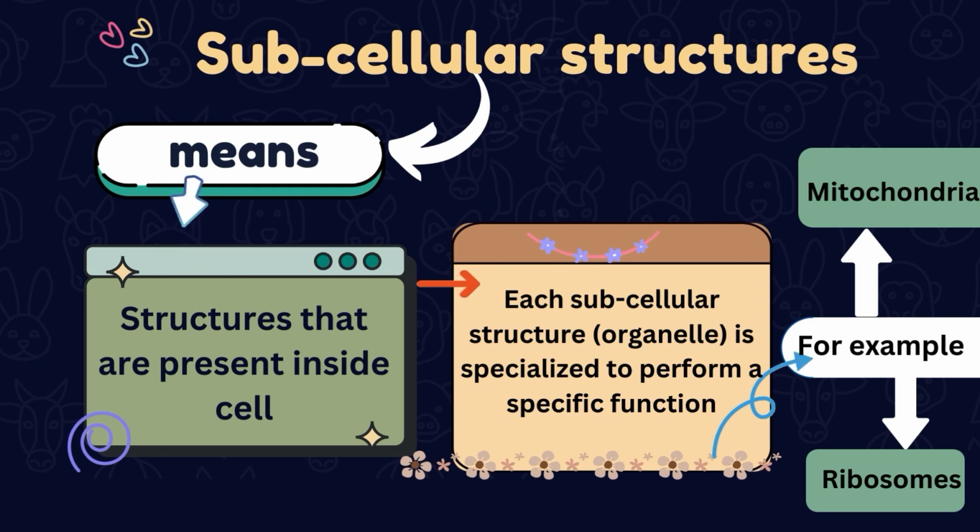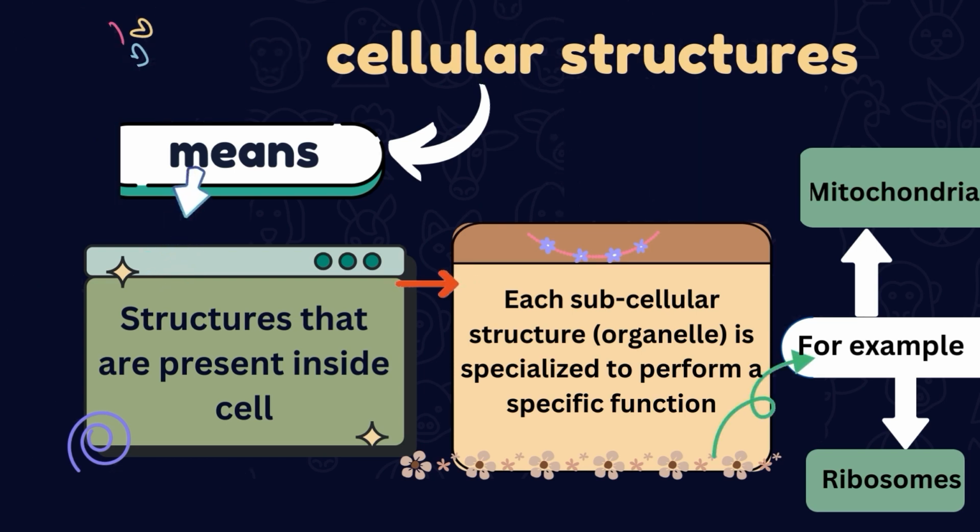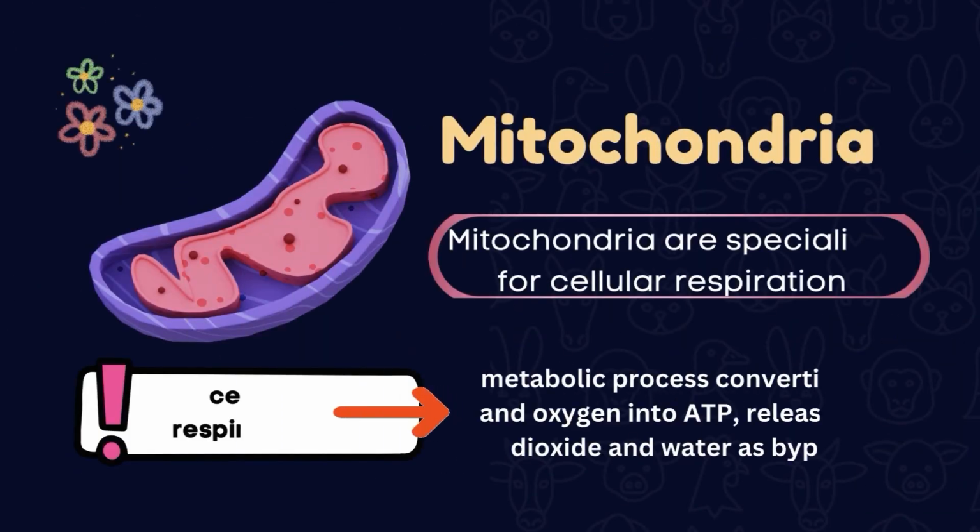What are subcellular structures? Subcellular structures means the structures that are present inside the cell. Each subcellular structure, which is also called an organelle, is specialized to perform a specific function. For example, mitochondria and ribosomes. These are organelles that are present inside the cell and perform specific functions.